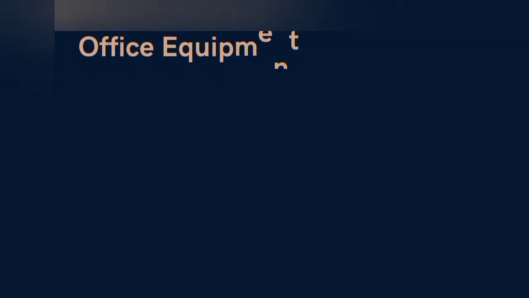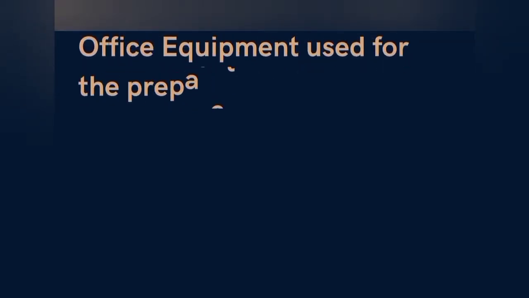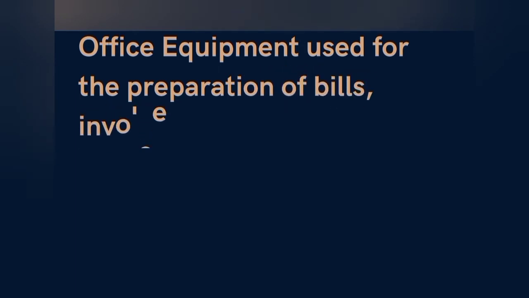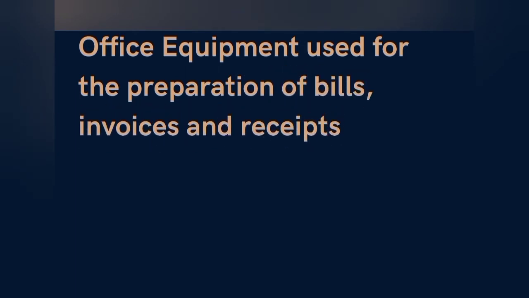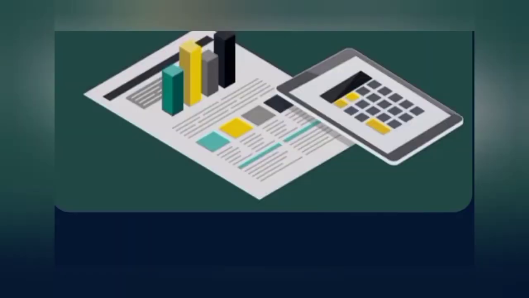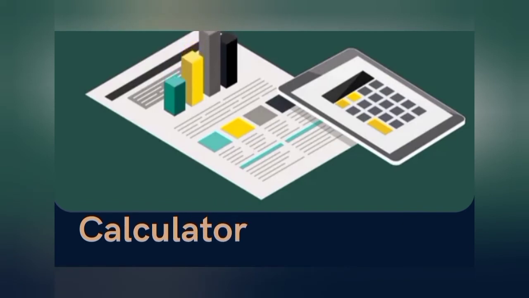For the bills, the invoices, receipts, there are various office equipment used for preparing of these bills, invoices, and receipts. Now, in every organization, there are particular office equipment basically used to prepare bills, invoices, and receipts. Let's take them one after the other. The first is the calculator.